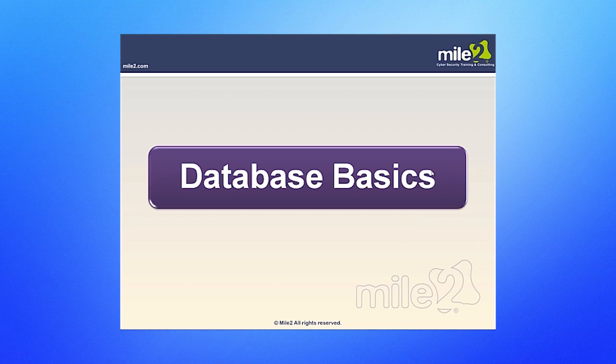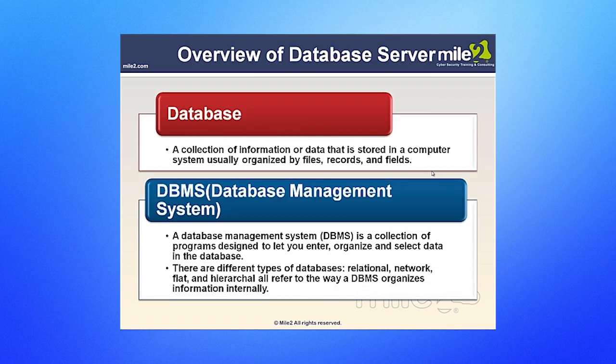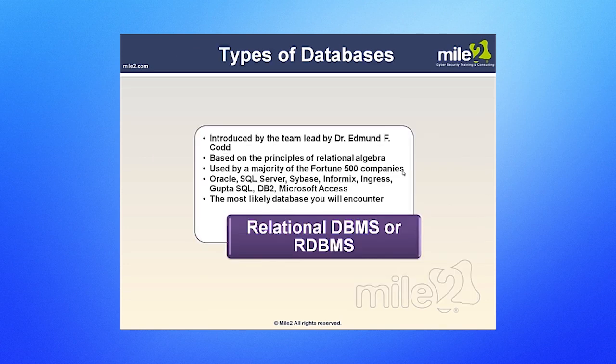Database basics. When you think of what is a database, it's a collection of information or data that's stored in a computer system, and it's organized with words like files, records, and fields. Fields is a bit of an older term I don't hear as much, but I'm used to saying it because I've been around databases for a while. Now, database management systems are the collection of programs that let you enter, organize, and select data in the database. And there are different types of databases: relational, network, flat, hierarchical. It's just how it organizes the information.